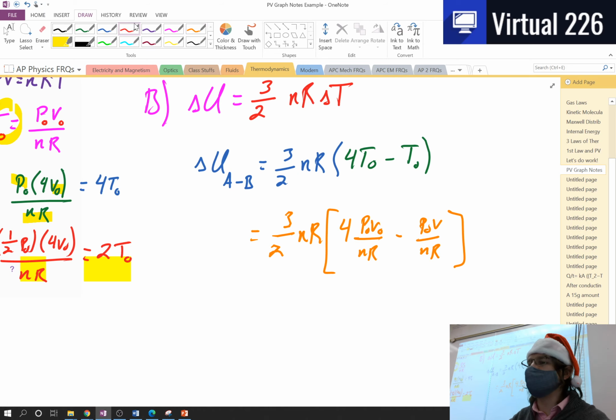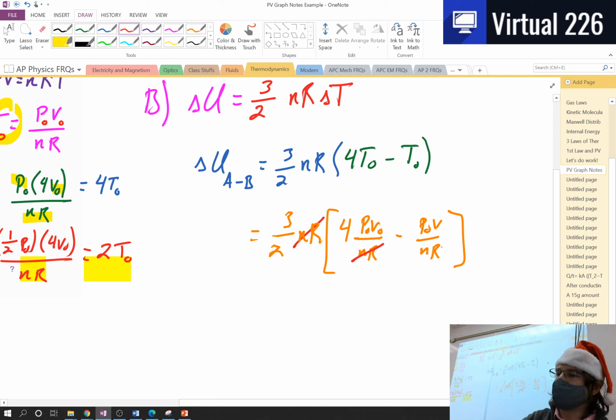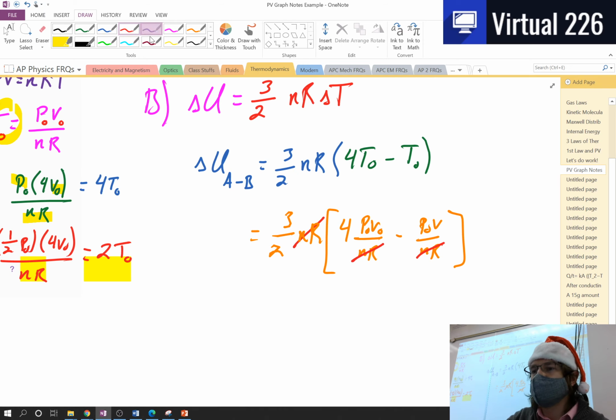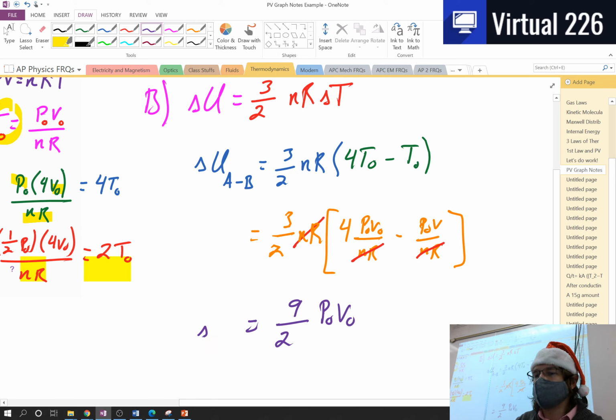One of the nice things we see here is that the NR doesn't actually matter. So I didn't actually care how many moles of gas I had here. We could say that 4 P naught V naught minus 1 P naught V naught is 3 P naught V naught. 3 times 3 is 9. So we could say this would be like 9/2 P naught V naught for the delta U of A to B. And that's if you wanted to put it back into those original units.